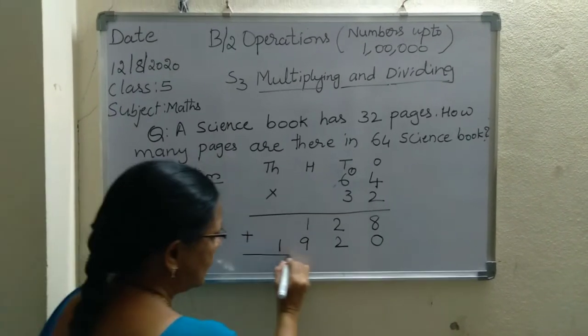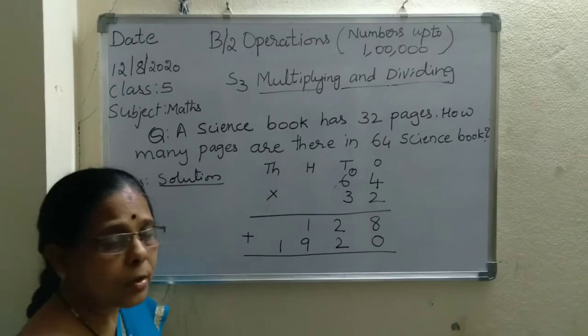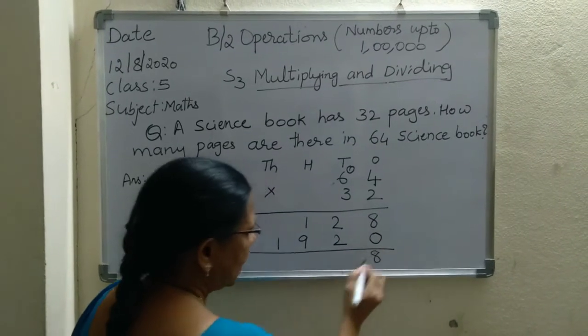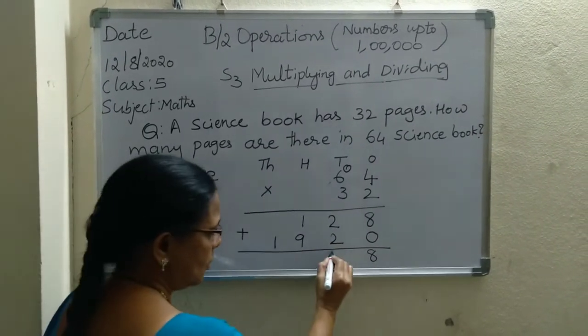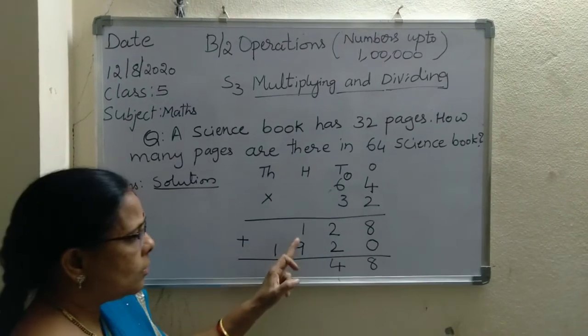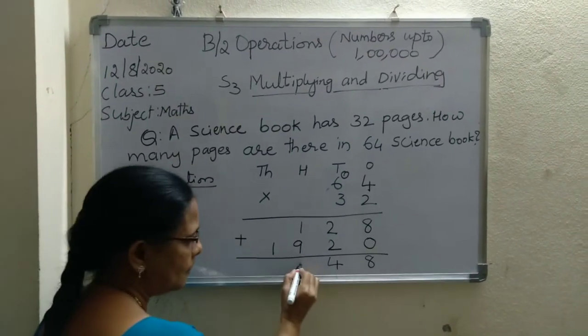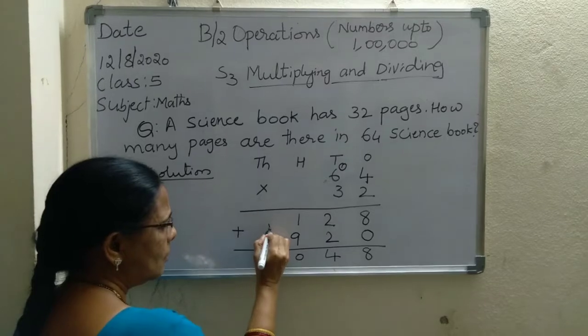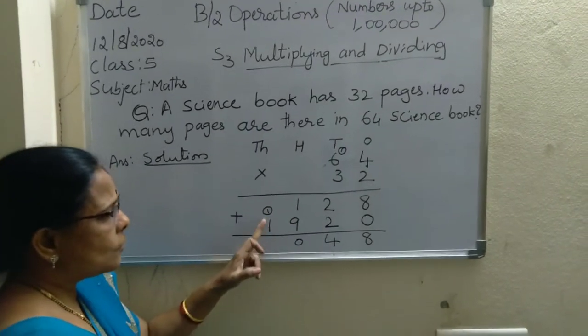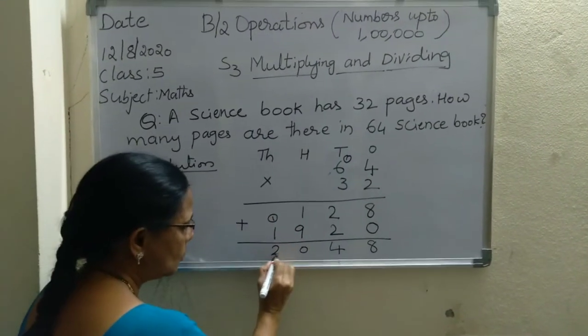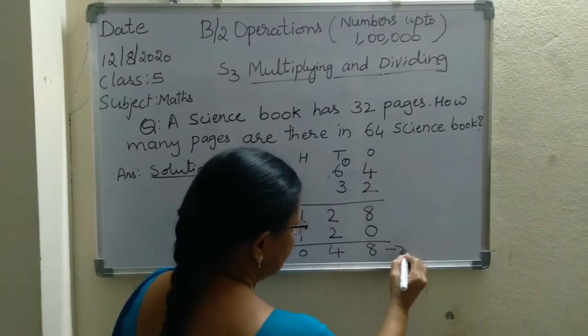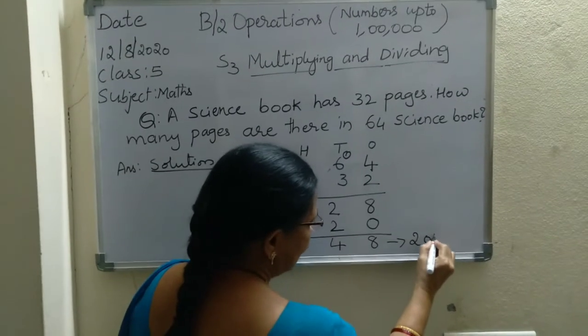Now we'll add here. 8 plus 0 is 8. 2 plus 2 is 4. 1 plus 9 is 10. 1 carry. 1 plus 1 is 2. Answer is 2048.